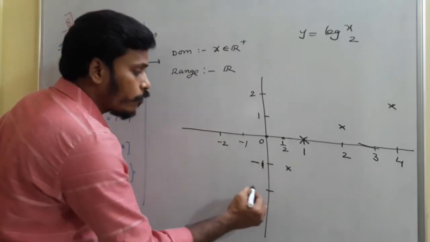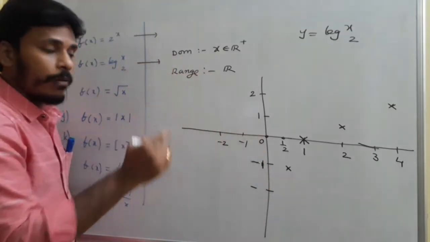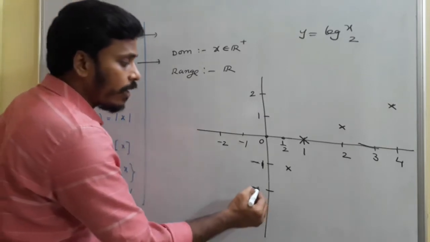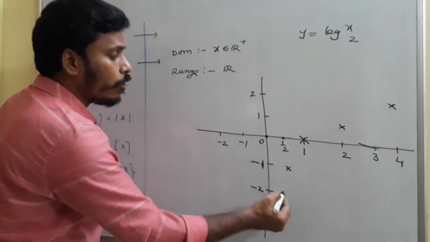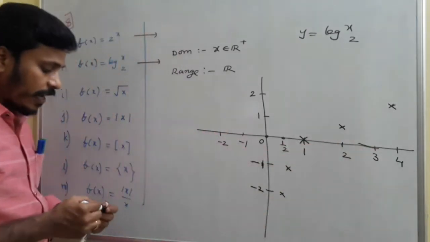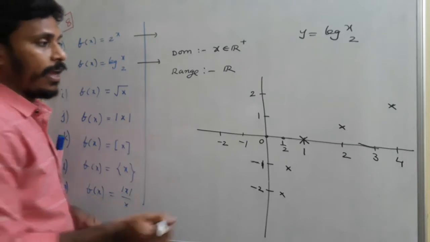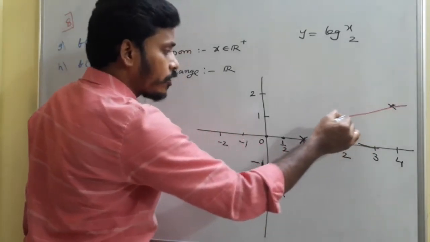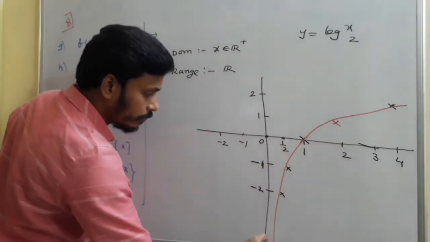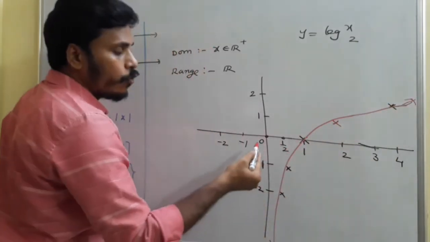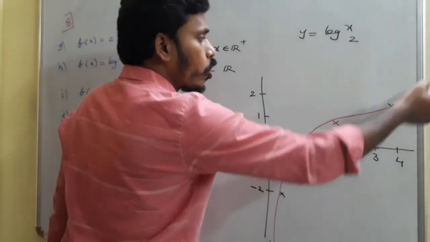In the same way, if you take x is equals to 1 by 4, we need to make a table with x and y values. So at x is equals to 1 by 4, the value is -2. If you observe, the graph will be in such a manner. Here we are sketching the rough graphs, right? It goes on increasing. If you raise the values of x, it goes on increasing.